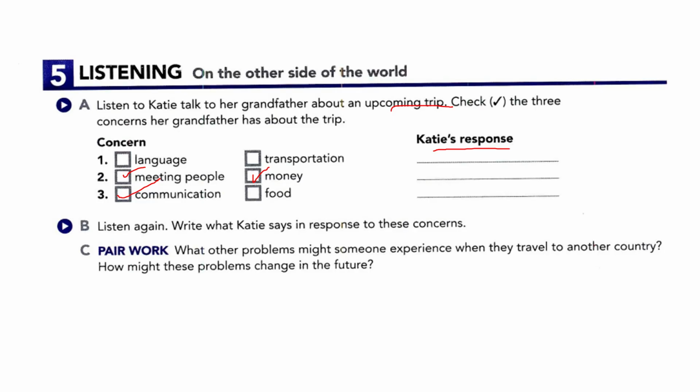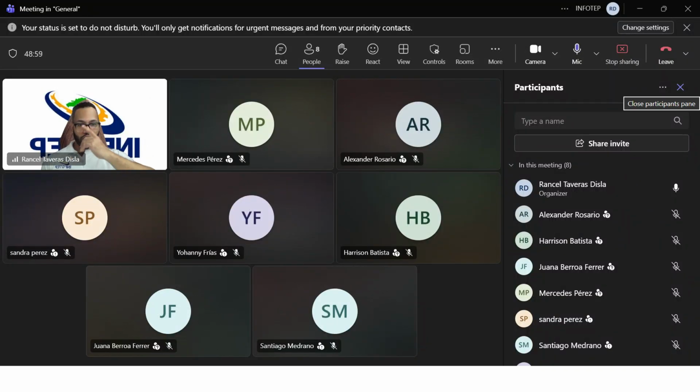Number two, communication. Katie's response to communication was, we can talk and see each other with video calls. And number three is the money. Katie's response is that traveling and flying aren't as expensive nowadays. That's it. I know that particular audio can be tricky, complicated maybe, but that's part of the process, guys.